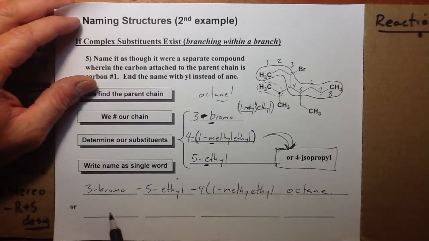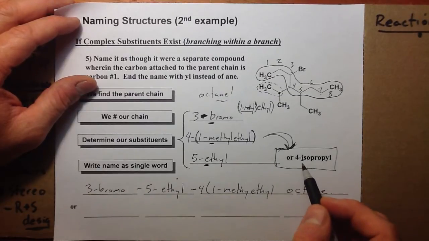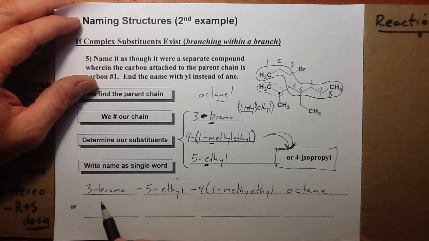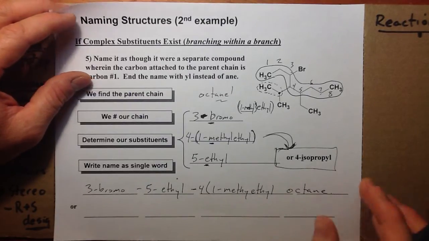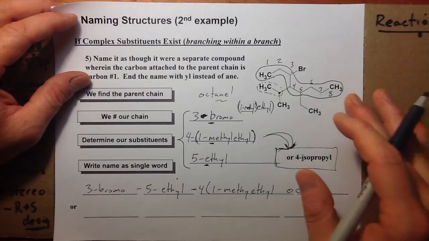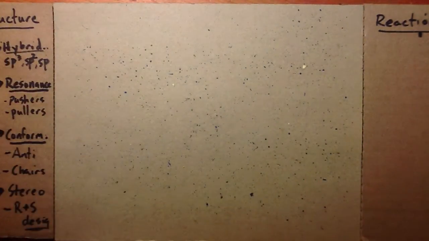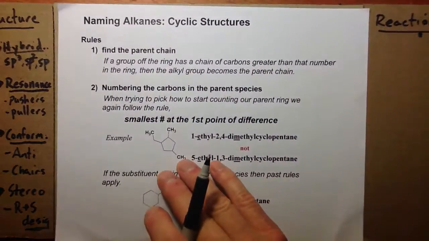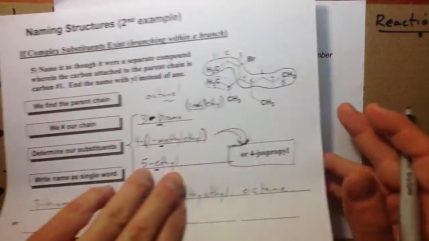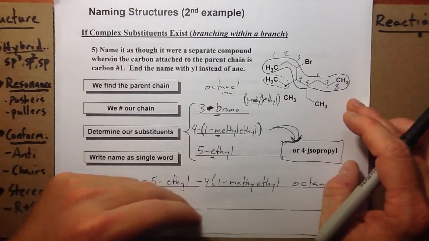Now the other name we could have used is using the 4-isopropyl: 3-bromo-5-ethyl-4-isopropyloctane, and both of those are acceptable. And that's our second example, where we're finishing with a full problem, going from a structure to finding the full name.